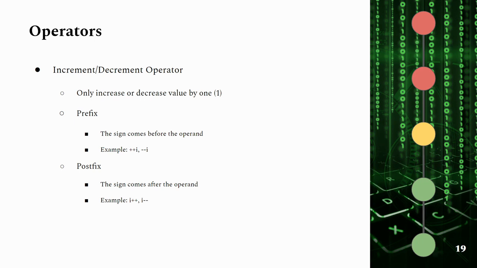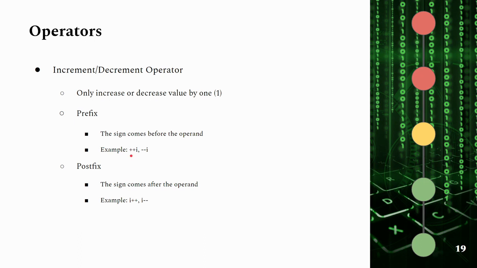So the prefix operator actually means that the operator itself, which is over here, is the plus plus or the minus minus. Plus plus means increment and minus minus is the decrement. So when the operator comes before the operand, it's called the prefix, and when the operator comes after the operand, it's called the suffix, postfix, sorry. So these are the two types of increment decrement operator.